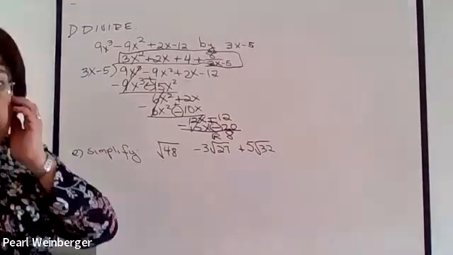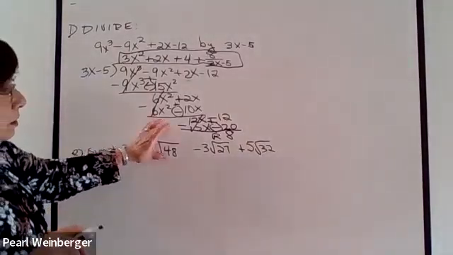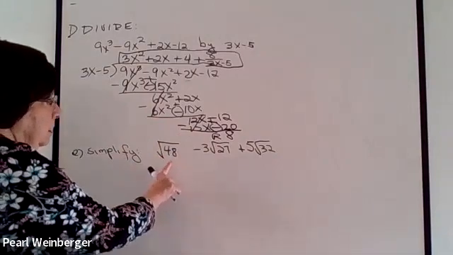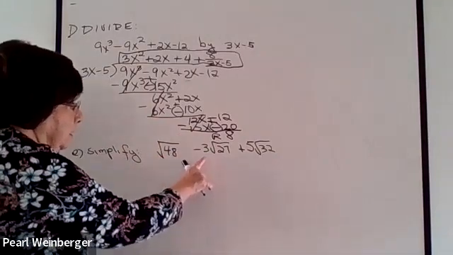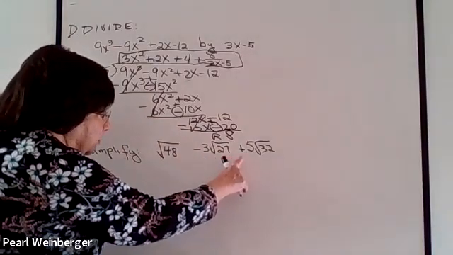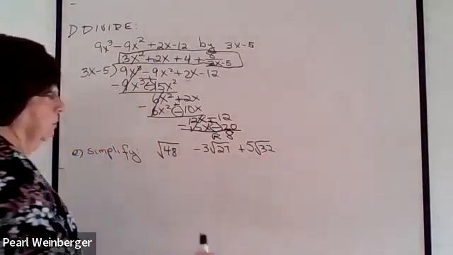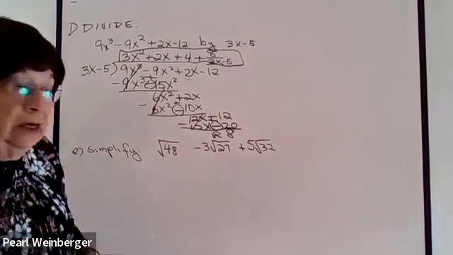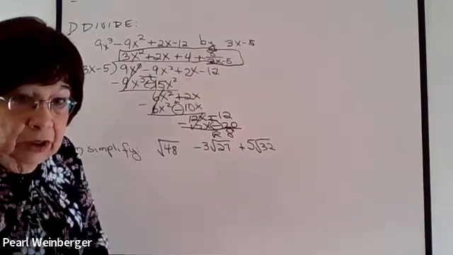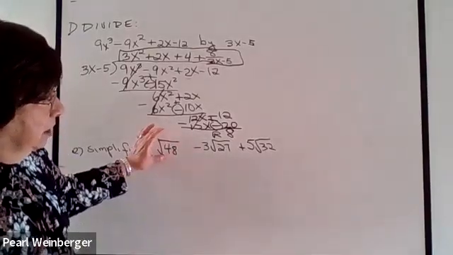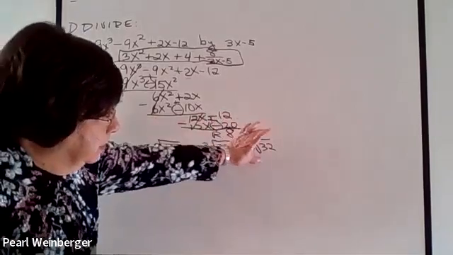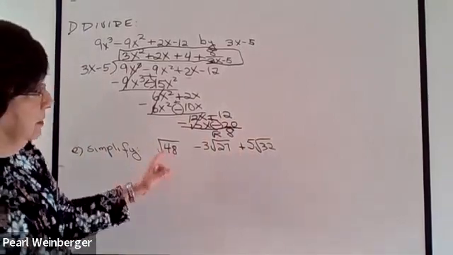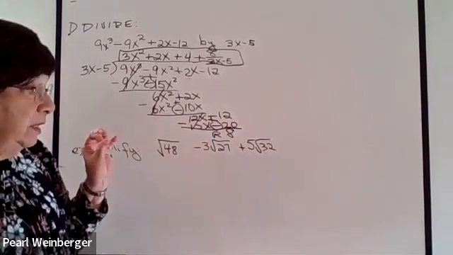So now let's go on to the second question over here. It says simplify the square root of 48 minus 3 square root of 27 plus 5 square root of 32. And if you recall what we said on Friday, when we started talking about radicals, we said that the only time you can combine, which means add or subtract radicals, is if the radical part is identical.